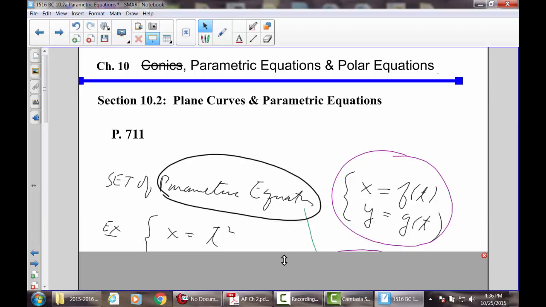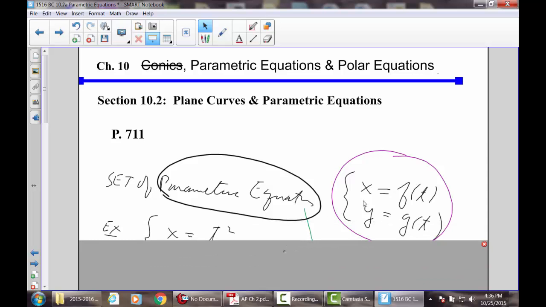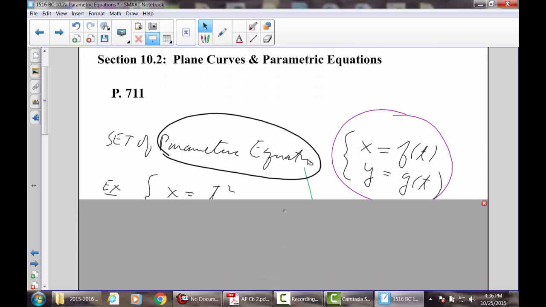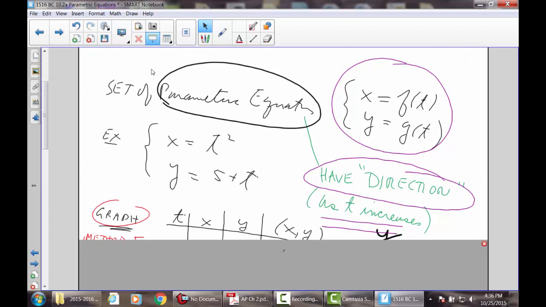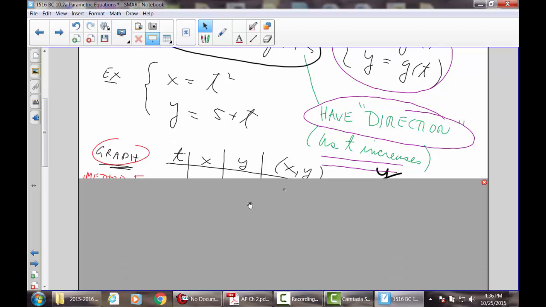So what you have is a set of parametric equations where basically you're expressing x and y in terms of a third variable called t, which is the parameter. Now the thing about parametric equations is they have directions: as t, which is usually time, is increasing, what direction is the particle traveling along that curve in?